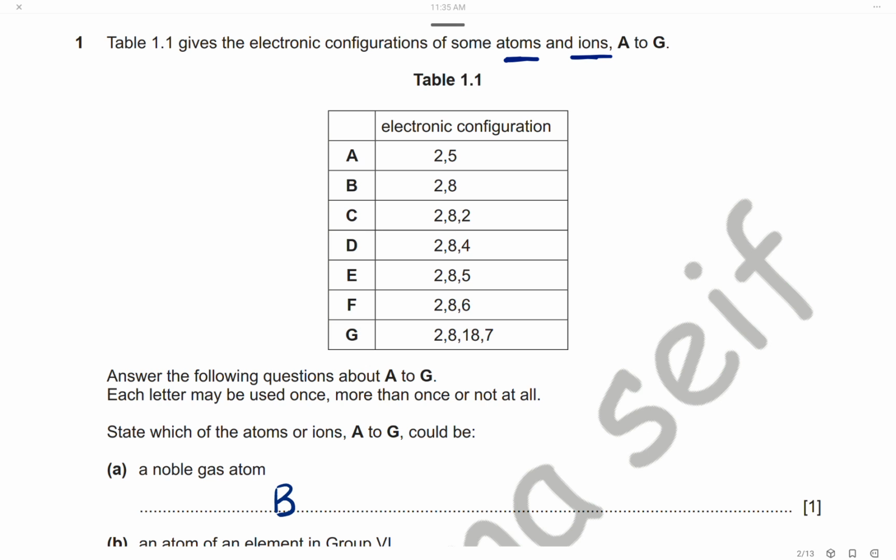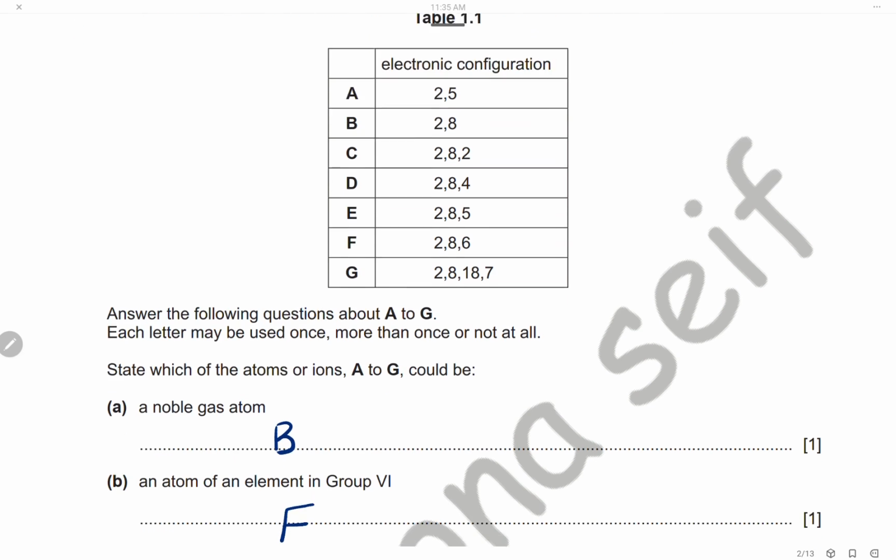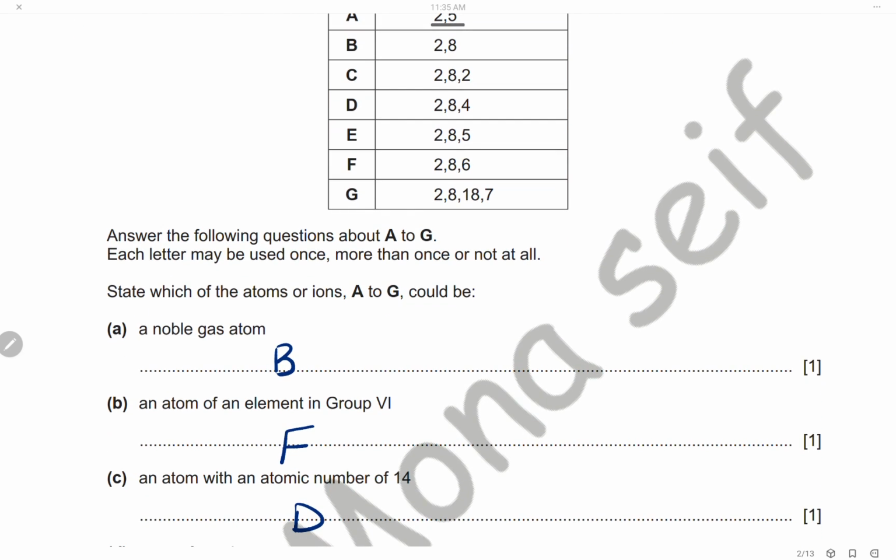Noble gas has a full outer shell of 8 electrons, so we have B, which has 8 electrons in the outer shell. Then an element from group 6. Group 6 means it has 6 electrons in the outer shell. Here it's F with 6 electrons in the outer shell.